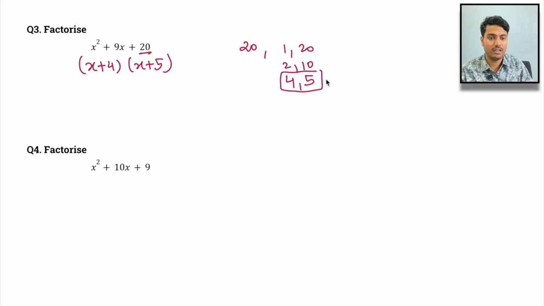4 into 5 is 20 and 4 plus 5 is 9. Let's check the fourth one. Now we have x square plus 10x plus 9. So x I'll write here, and here I'll write x again. Now I have to check the factors of 9.